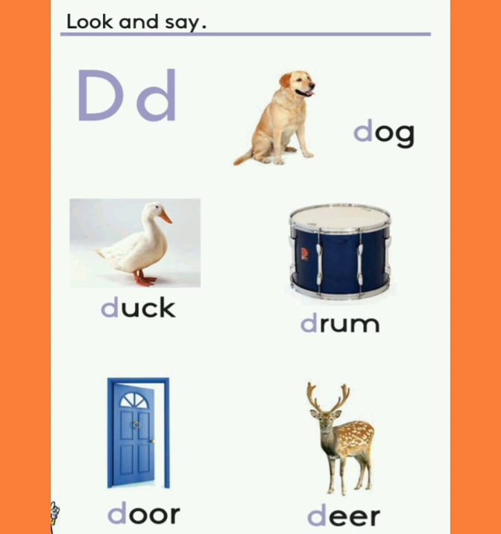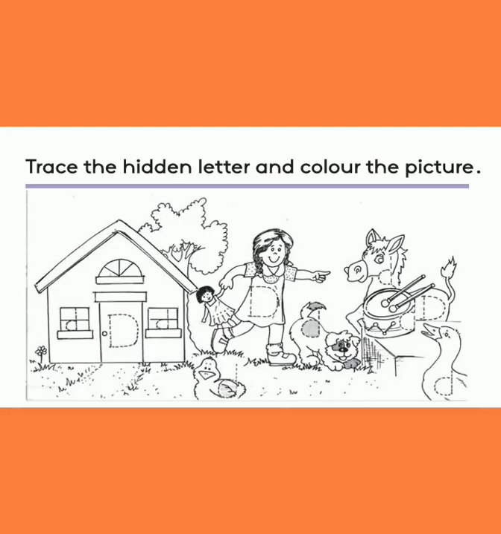Dog, dog. The second word is duck, duck. Okay, the third word is drum, drum. Okay, the fourth word is door, door. Okay, the final word is deer, deer. Okay, I hope the reading is very clear for you all. So we learned 5 words starting with letter D. Okay children, now let us move on to the exercises.